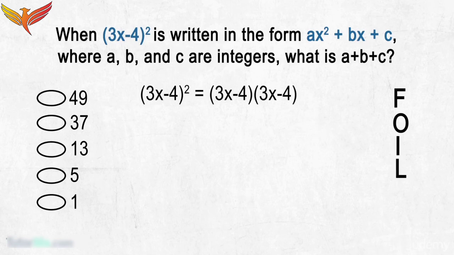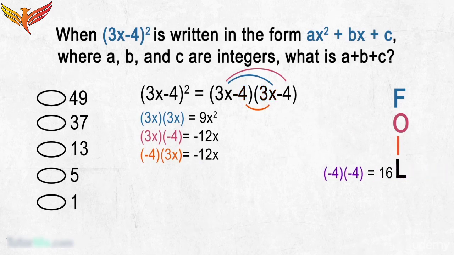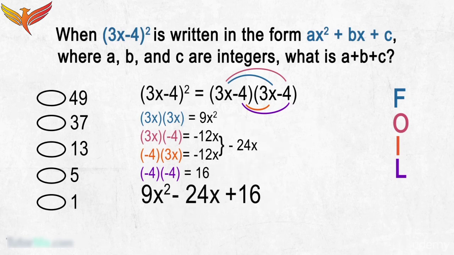Now all we have to do is FOIL. F for first, 3x times 3x. O for outer, 3x times negative 4. I for inner, negative 4 times 3x. L for last, negative 4 times negative 4. So we have 9x squared minus 12x minus 12x plus 16. We can combine both negative 12x's and get negative 24x. So now we have our term 9x squared minus 24x plus 16.